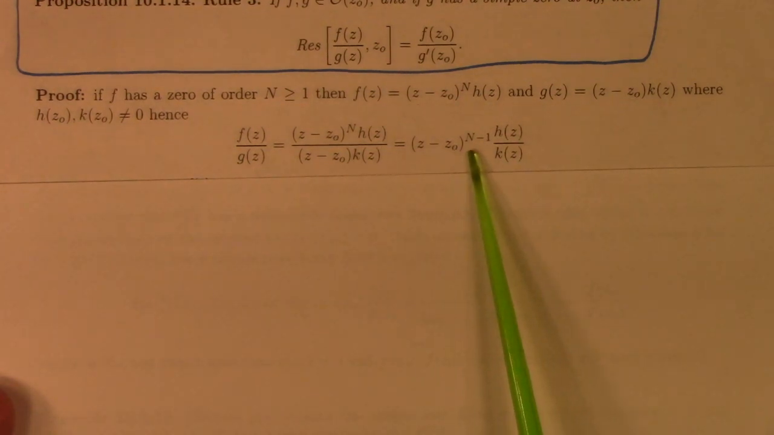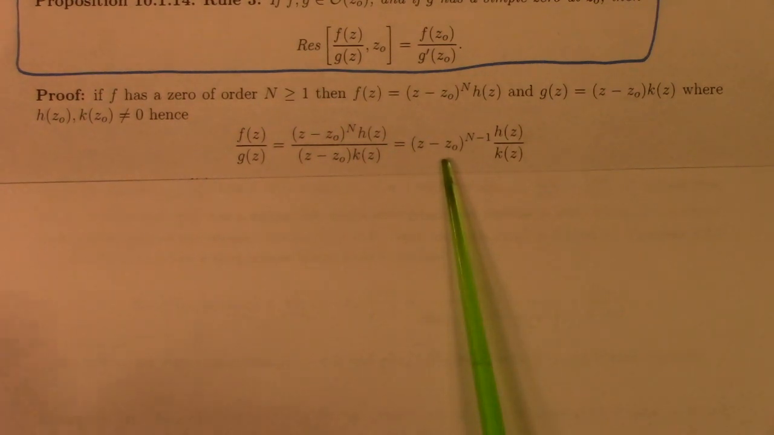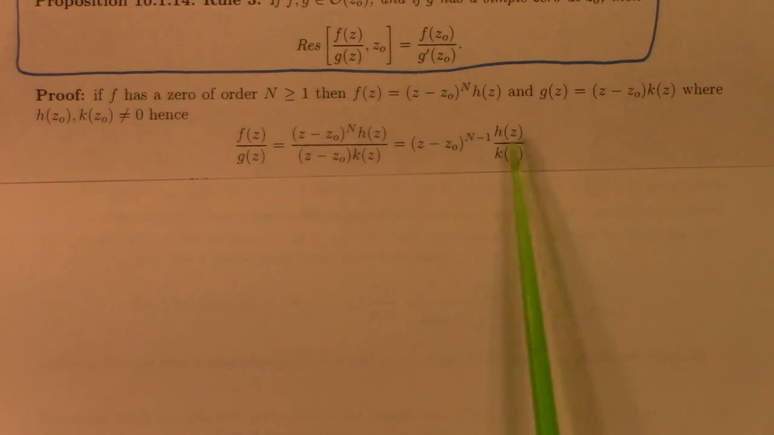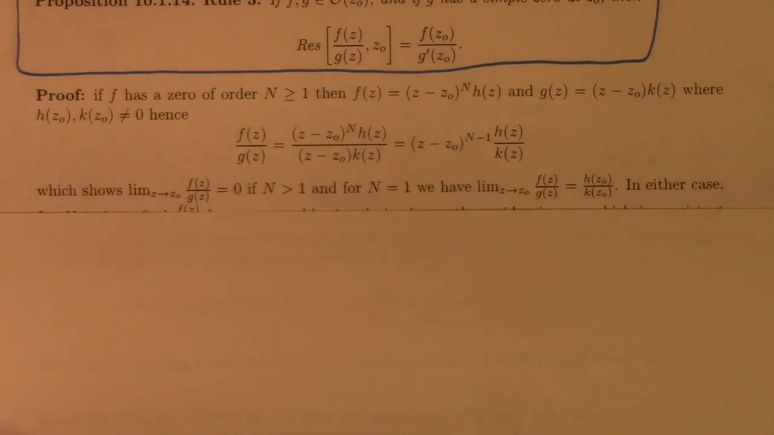And if you plug in Z naught into this for n greater than or equal to 1, you either have, in the case n equals 1, H of Z naught divided by K of Z naught, which is a number which shows you that it was a removable singularity, or you have 0. And so I guess in both cases it's a removable singularity.